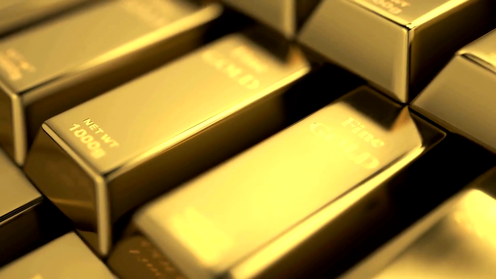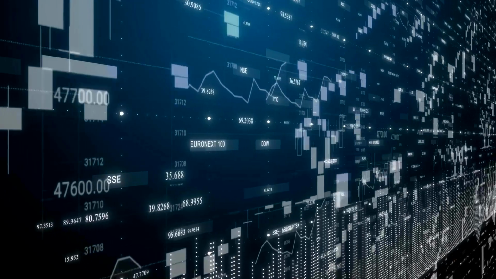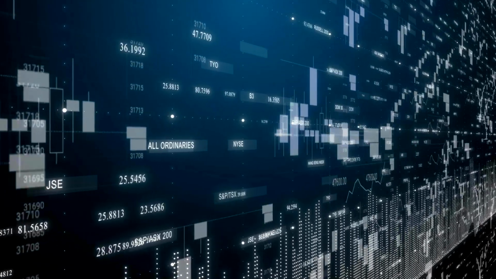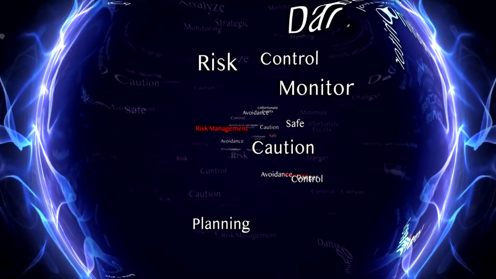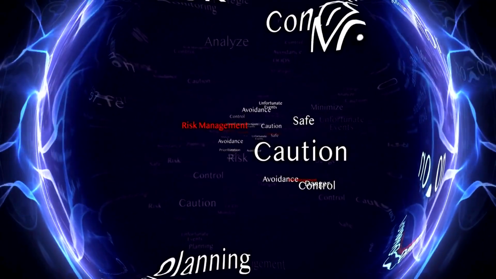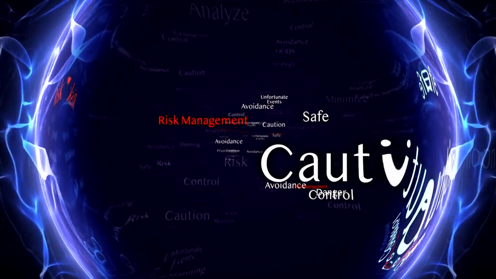You never know where the markets are going, and what kind of turns are going to happen in the near future. So never invest more than you can afford to lose. Choose wisely and diversify your portfolio.